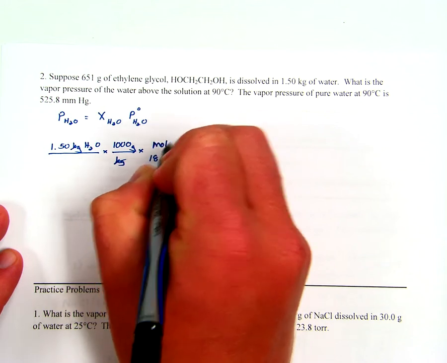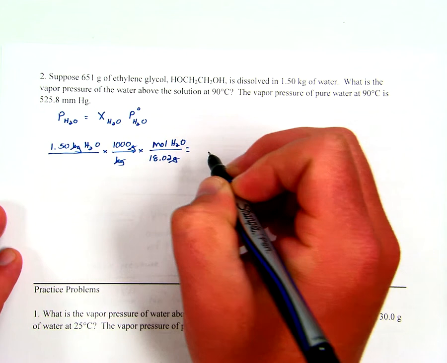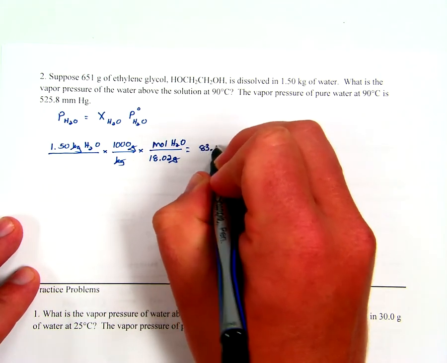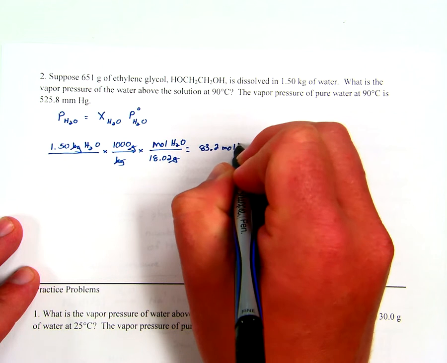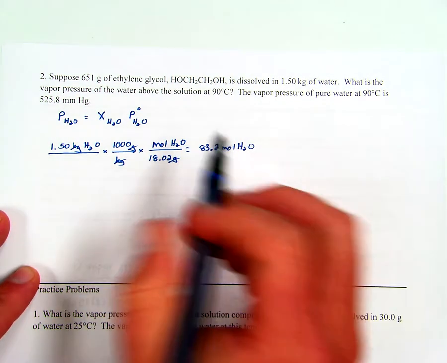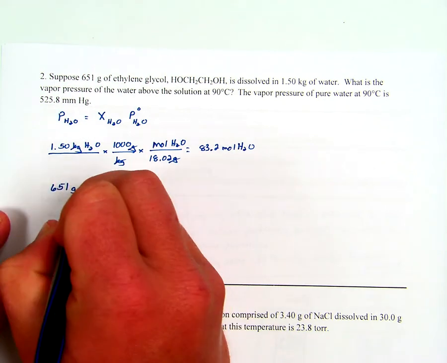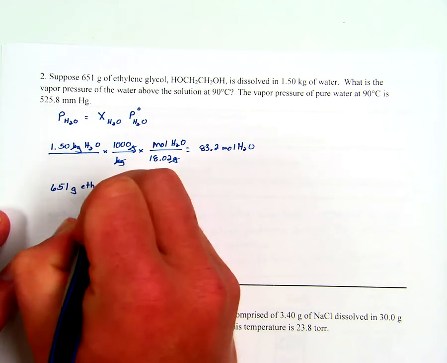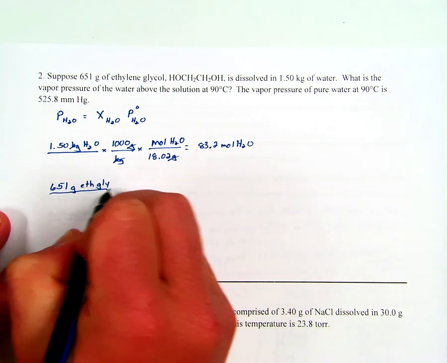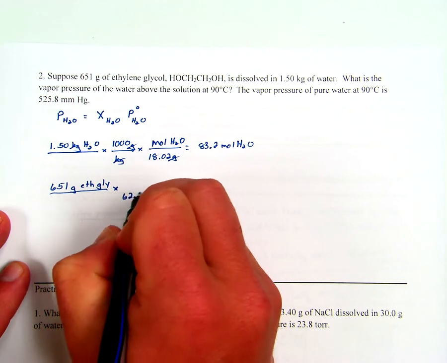Alright, this gives us a value of 83.2 moles of water. And then we need to do the same thing for the ethylene glycol as well. So we have 651 grams of ethylene glycol, and the molar mass of the ethylene glycol is 62.07 grams ethylene glycol per mole.